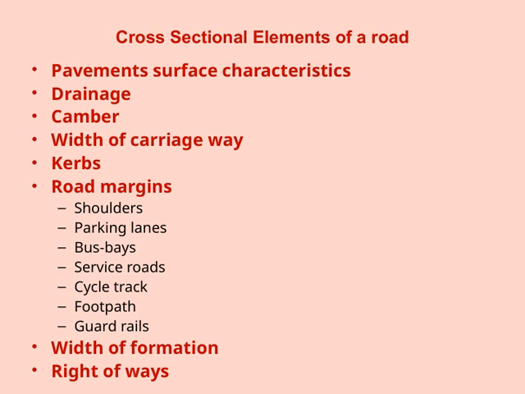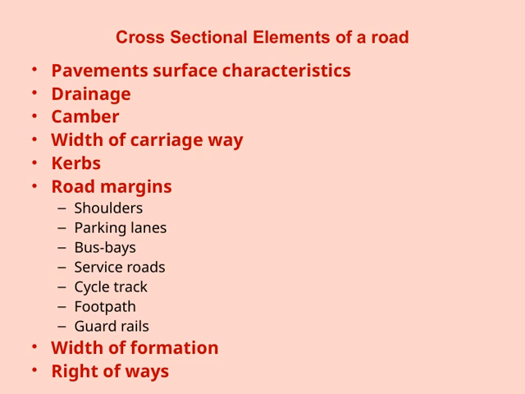Next, drainage is a critical element that prevents water accumulation on the road, avoiding hydroplaning and structural damage. Proper drainage systems, like ditches and stormwater channels, are vital for maintaining road integrity. Camber refers to the slight upward curve of the road surface, which helps water runoff and improves safety by reducing the risk of water pooling.